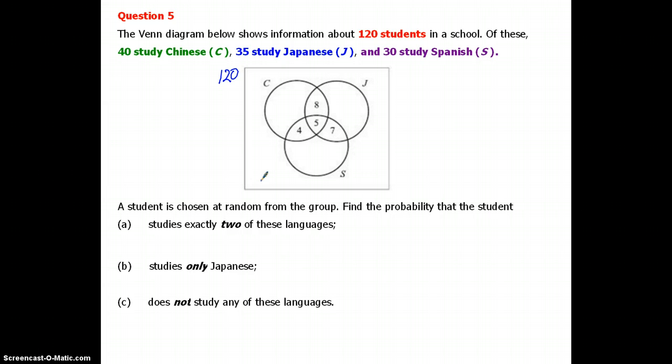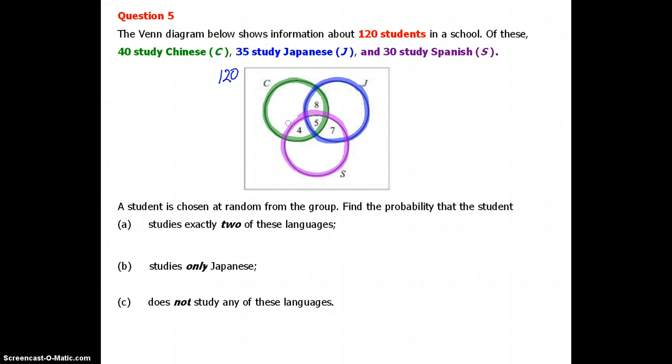Of these we have 40 studying Chinese, so in this circle here we know we need to get a total of 40. 35 study Japanese, so within this circle here we know we need a total of 35, and 30 study Spanish. So I know that in this circle here I will have a total of 30.